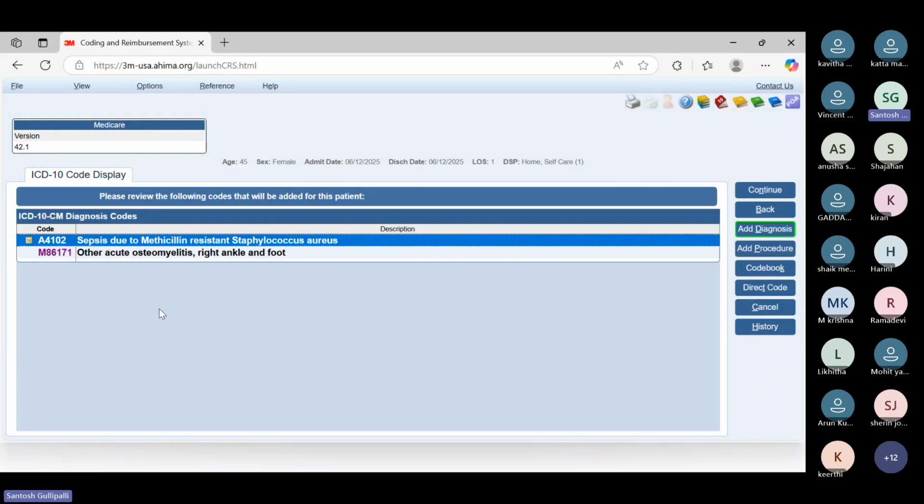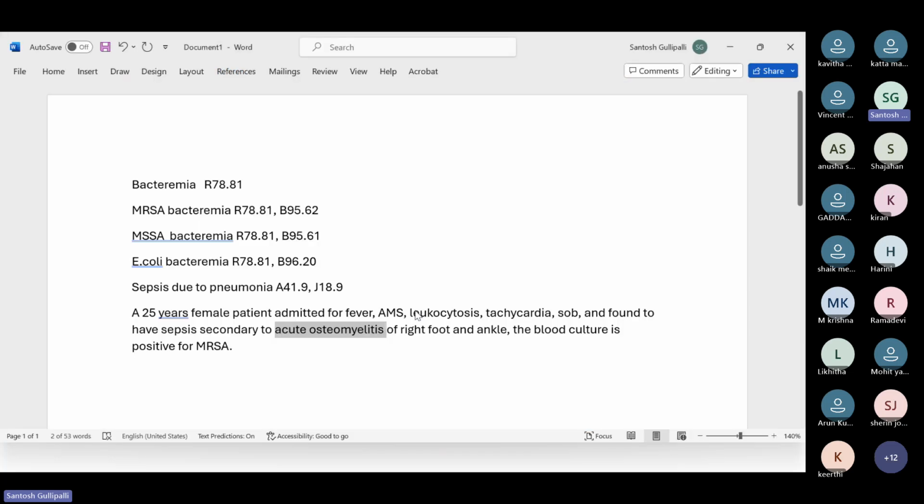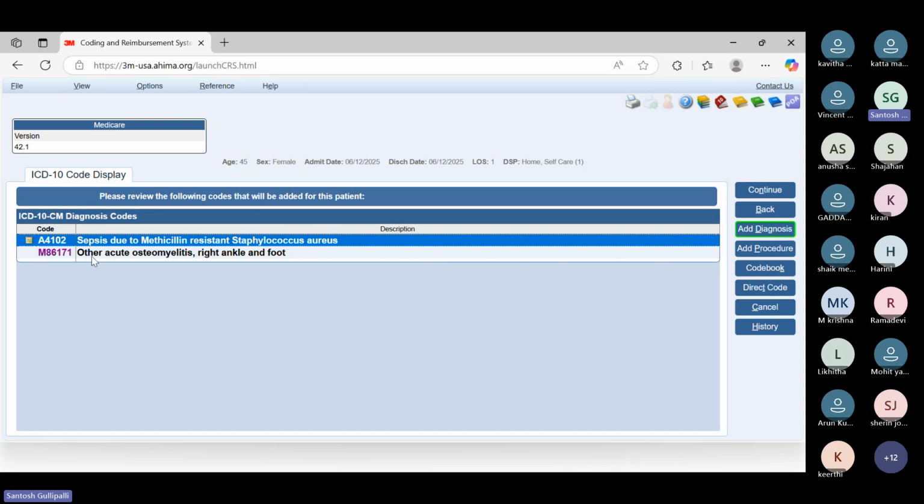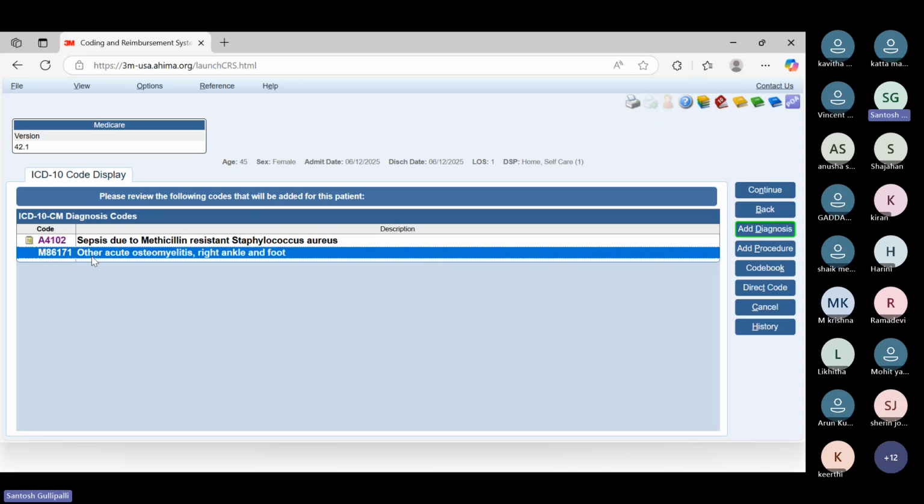See, the first code is A41.02, sepsis due to MRSA, and an additional code for the specific localized infection, that is acute osteomyelitis of right ankle and foot. In this example also I mentioned right foot and ankle, so that's the reason the foot and ankle have the same code, M86.171. First you code sepsis and then an additional code for the localized infection, because as per coding guideline, if the source of sepsis is a localized infection, the sepsis is the principal diagnosis and the localized infection is the secondary diagnosis.